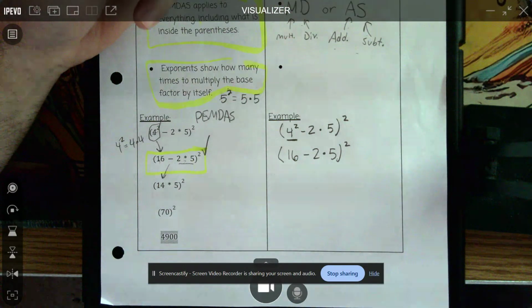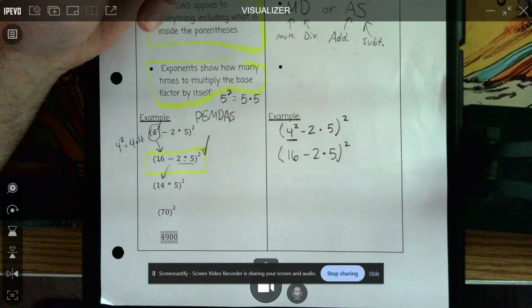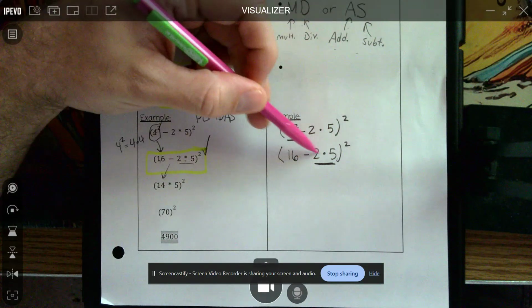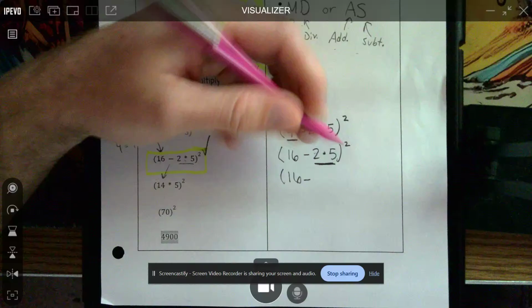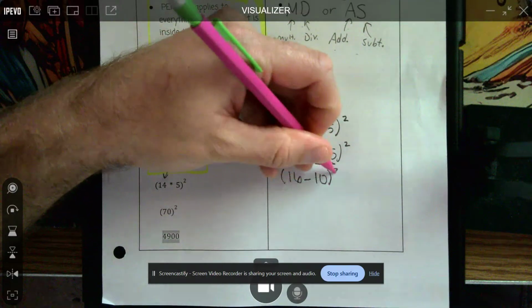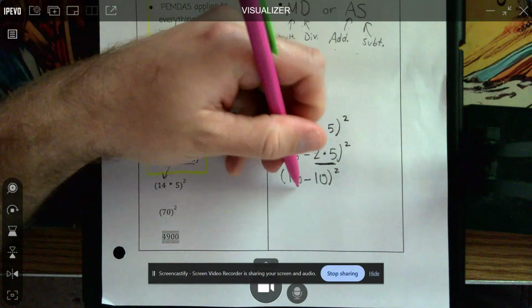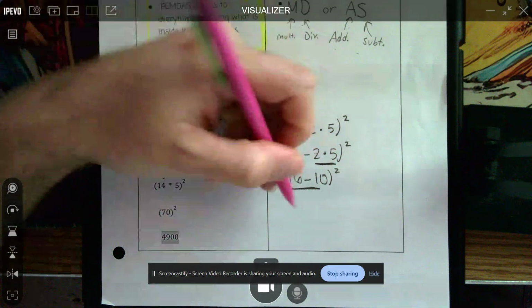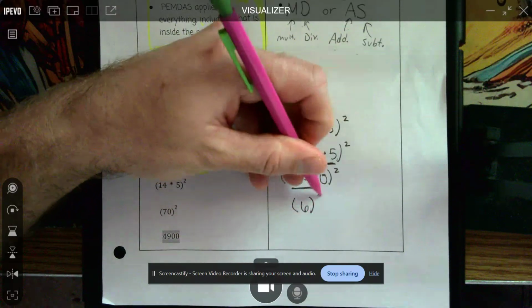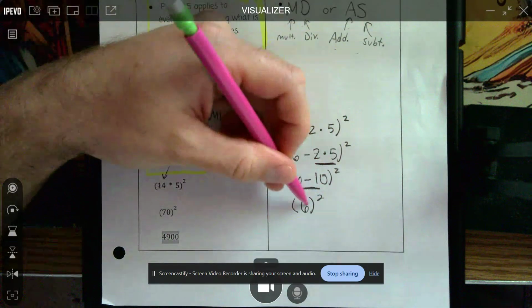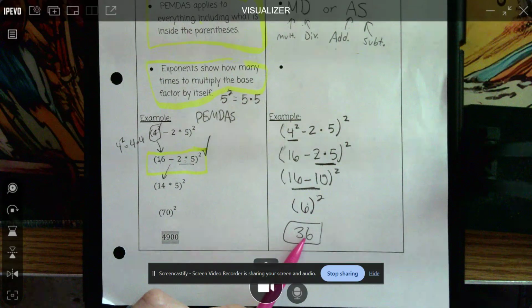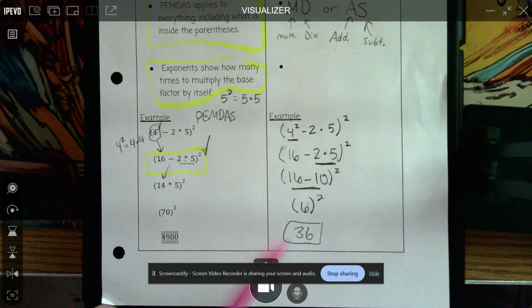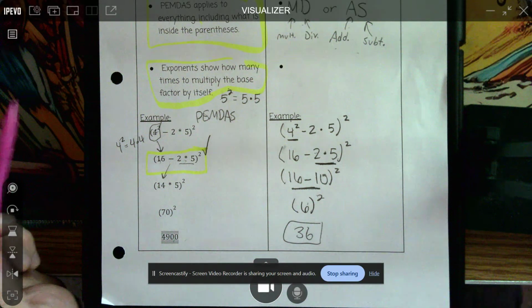Okay? Now go ahead and underline the problem that you think we do next. Hopefully you underlined 2 times 5. So now I'm going to bring it down. 16 minus, well, what is 2 times 5? It's 10. Good. And now, of course, we're going to underline 16 minus 10. Keep it in parentheses. And then bring down the exponent. 6 times 6? 36. So the correct answer is 36. Notice the difference in our answer just by making a simple order of operation mistake.